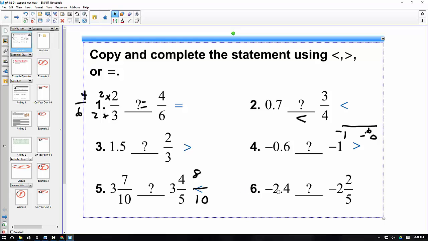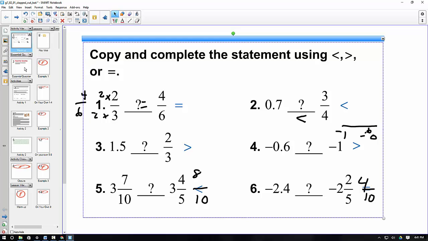And then finally, this one here is negative 2.4. And this one here is also negative 2.4. I can figure that out by changing this over here to tenths. If I multiply the bottom by 2, the top goes by 2, and that becomes 4. So this is negative 2.4 as well, so they're both equal.